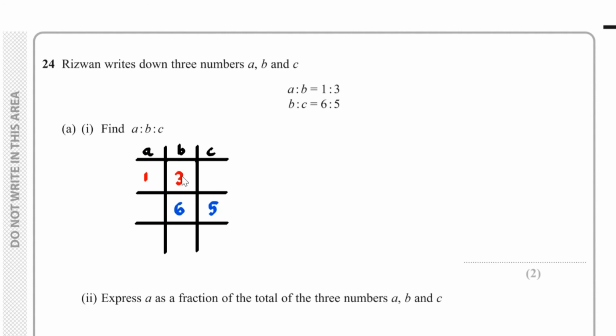Now what's the lowest common multiple of 3 and 6? That's 6. So I need to multiply 3 by 2 to get 6. So 1 times by 2 is 2. And then we've got the 5 remaining as it is. So when we come to write the ratio of A to B to C, we've got 2 to 6 to 5.